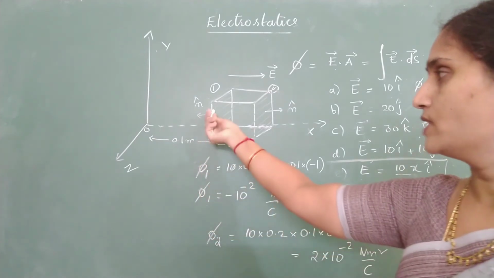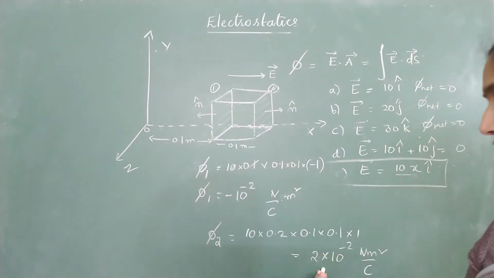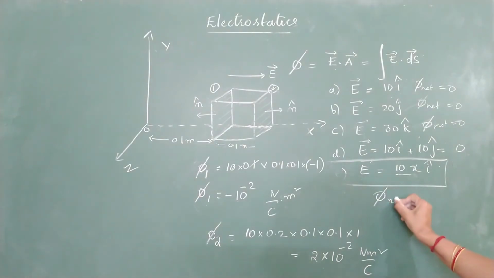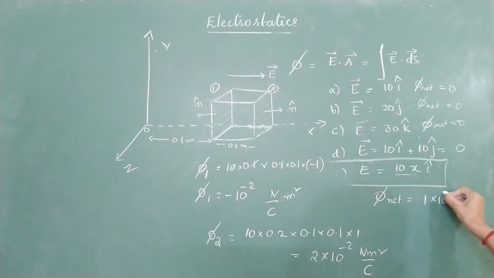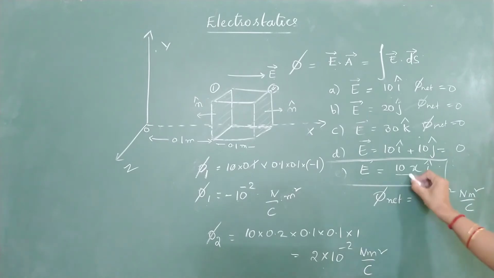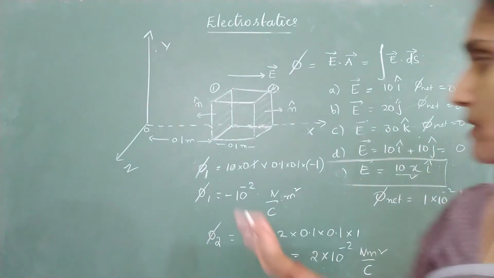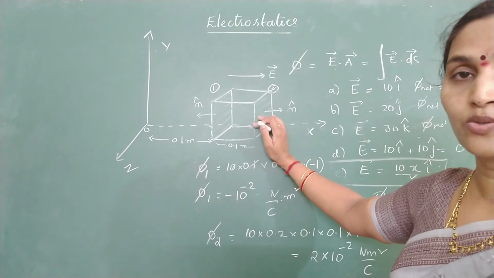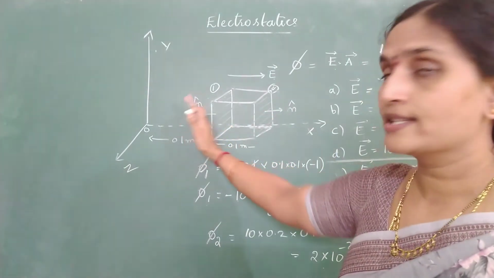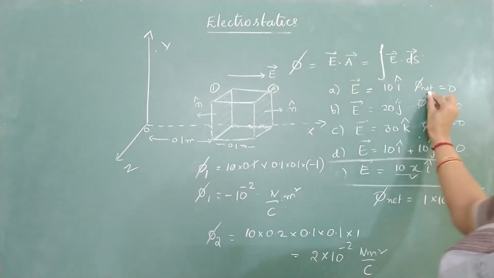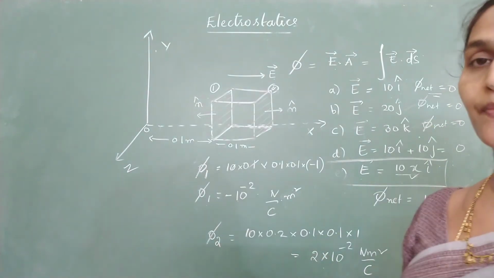Now the flux passing through the first surface is negative, and through the second surface is positive. What should be the net value? Net flux in the last will be phi 1 plus phi 2. Add the two values: 2 into 10 power minus 2 minus 10 power minus 2 is 1 into 10 power minus 2 Newton meter square per Coulomb. So only if the field is variable, there will be some net flux passing through the cube. Otherwise, whatever field lines are entering will leave from the other side, and the net flux will remain 0.